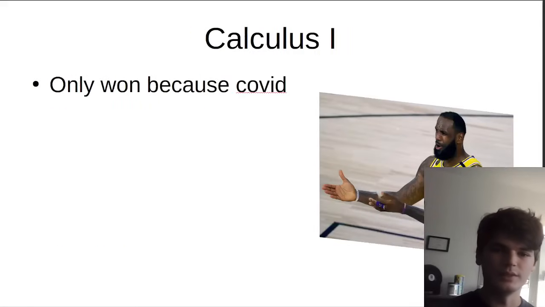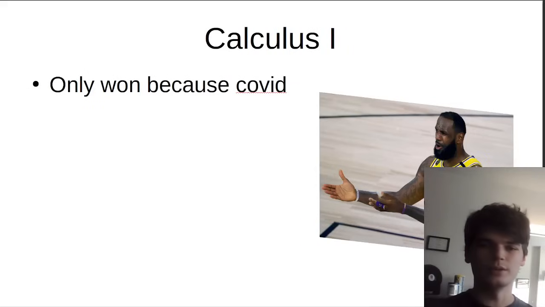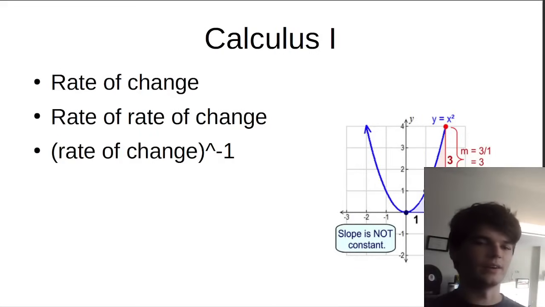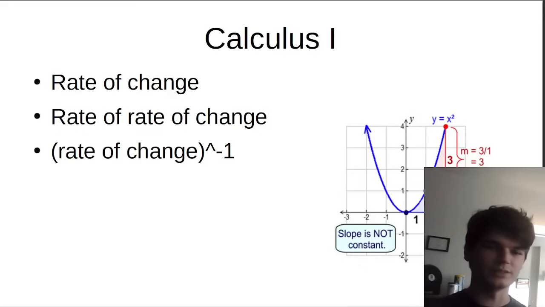Calculus 1, this class only beat me because it was the bubble year. I did not do good in this class at high school. I had to retake it in college. College math, I took calculus again, and it was not that hard. It's just the rate of change. How does the slope change when you're at different points? Also, how does that slope change at different points?